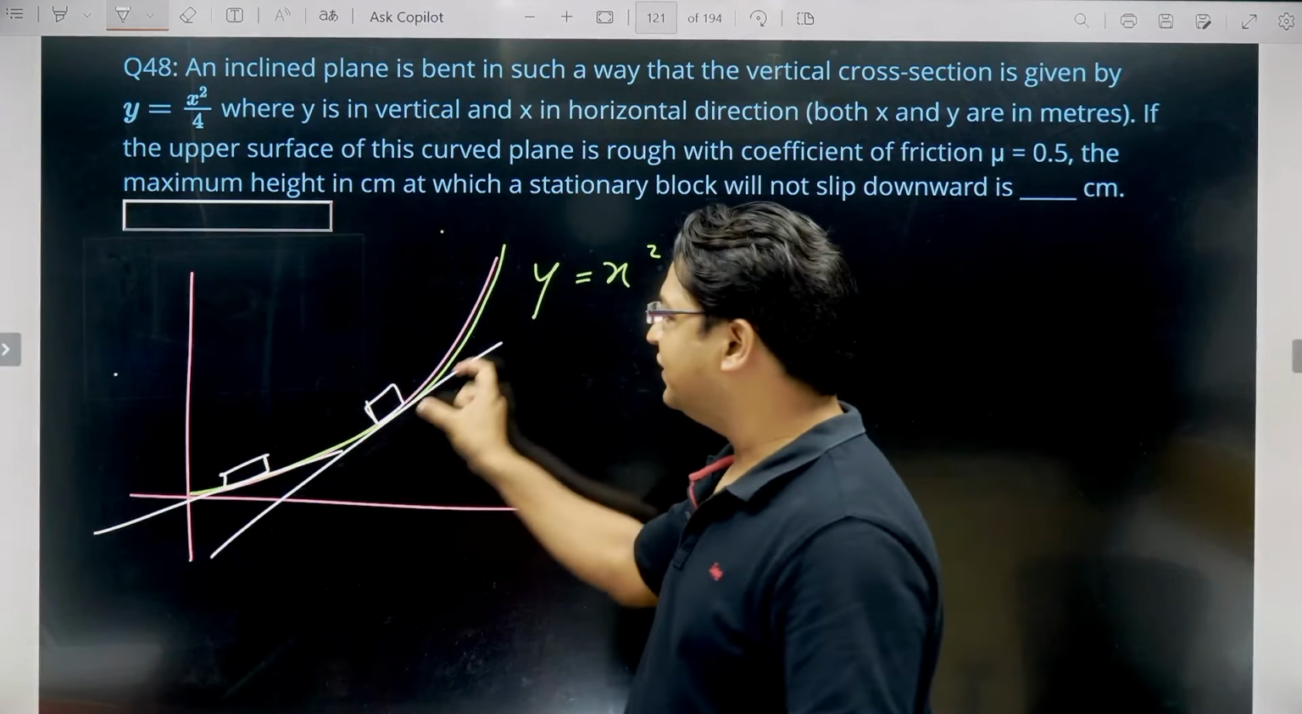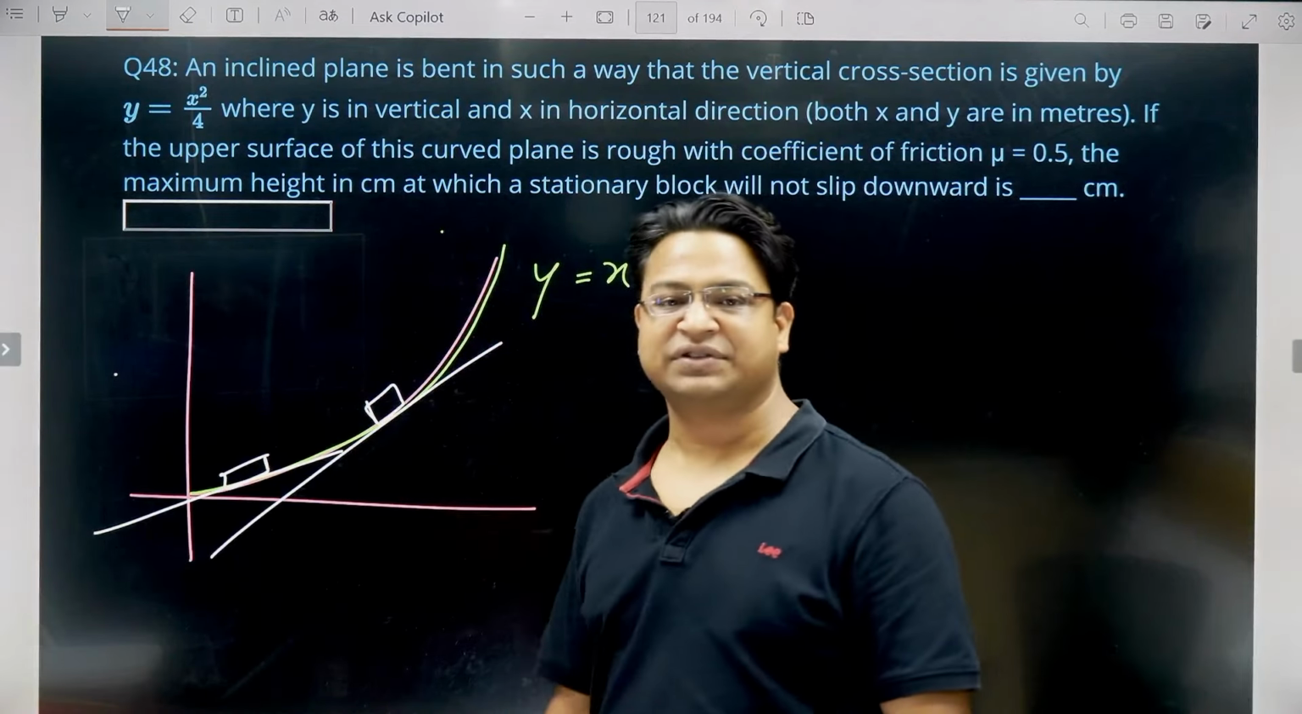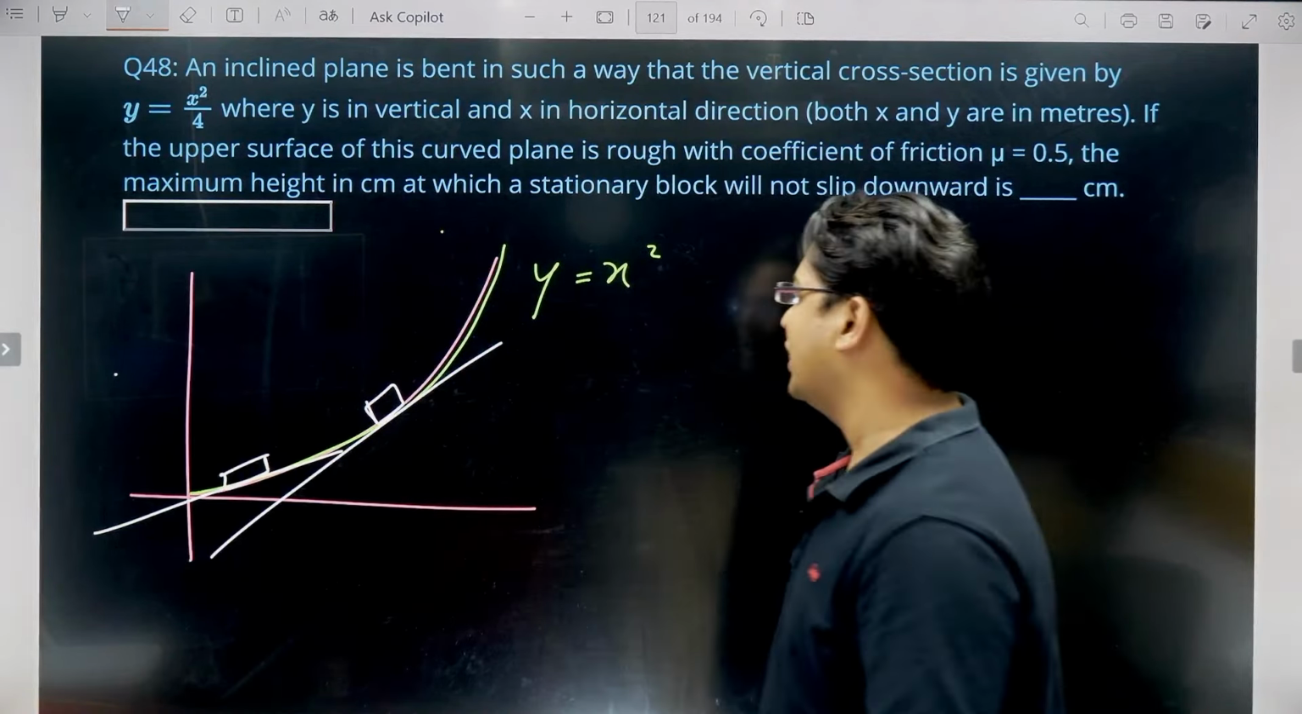Okay, so the higher we are moving the block, the more inclined the surface is becoming. So if we keep the block at such a point that the inclination is tan inverse of mu, that is the angle of repose. So at this point the block will begin to slide down.